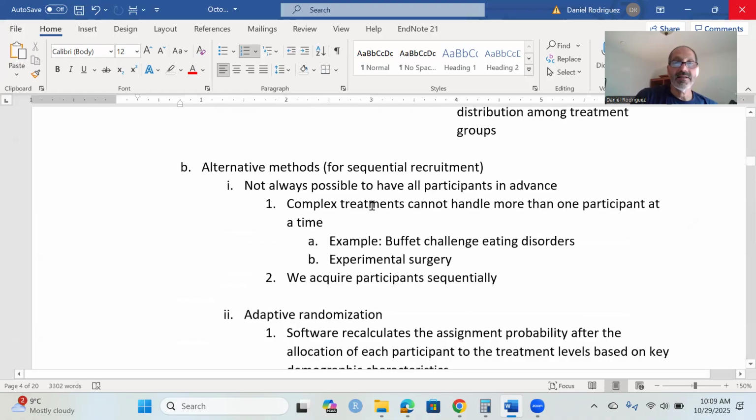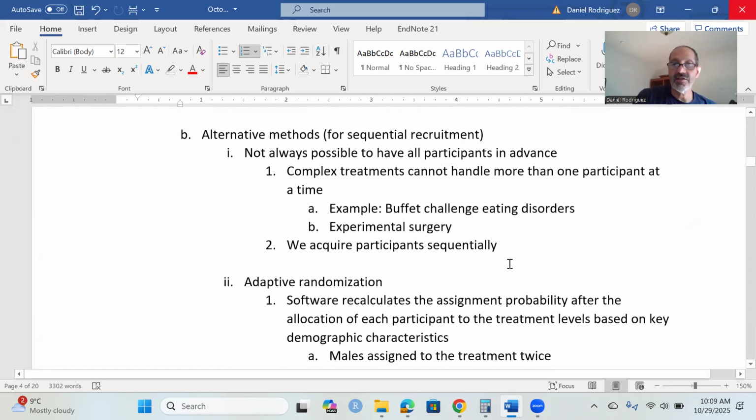So, sequential recruitment is, again, you're recruiting people one at a time. I'll give you some examples. Like an experimental surgery, you have to get somebody who has the issue so you can place them in either the surgery or the control condition.